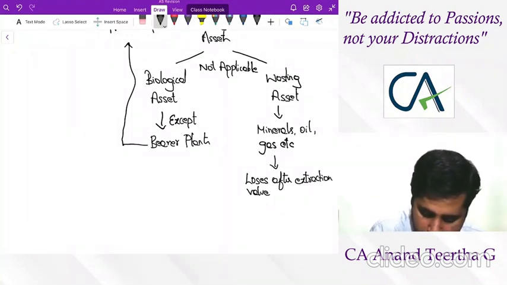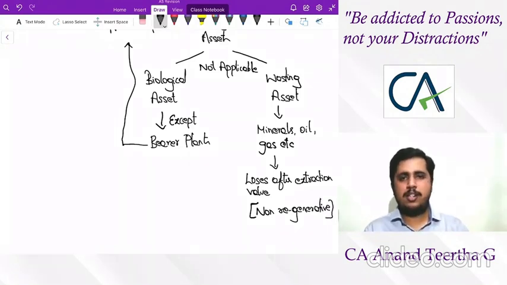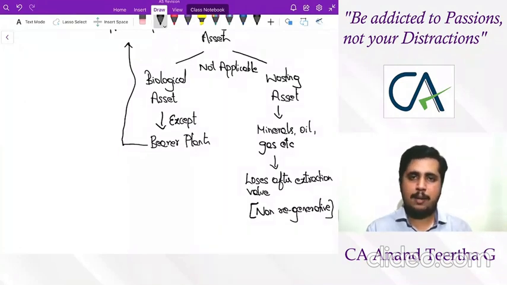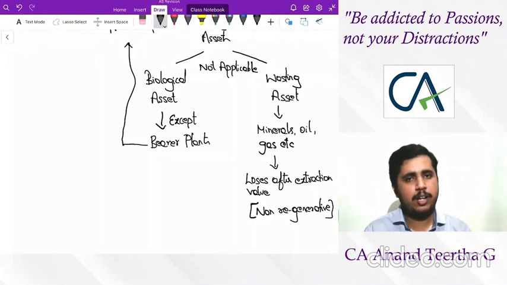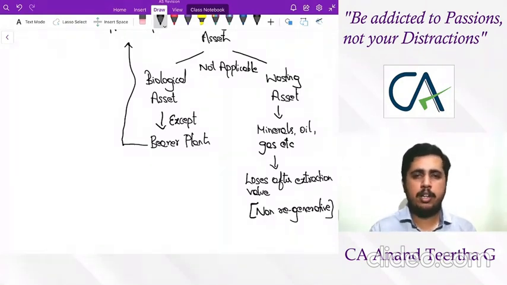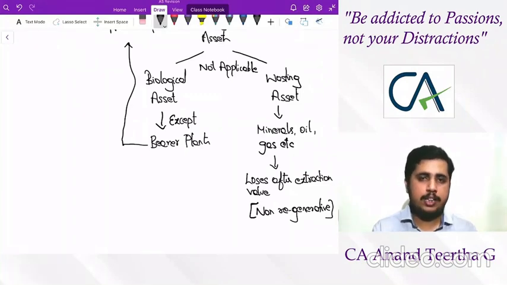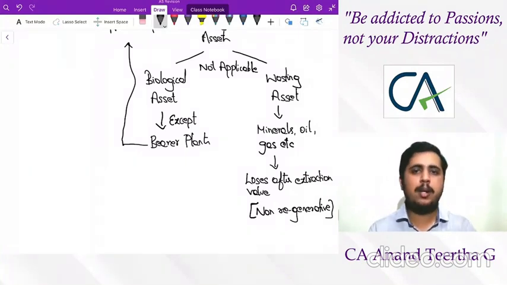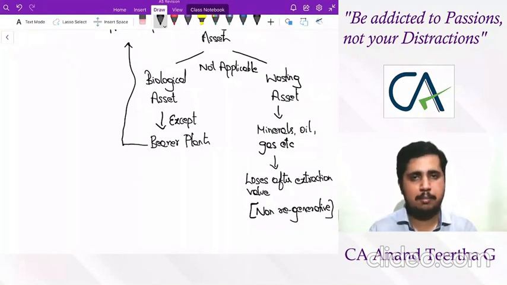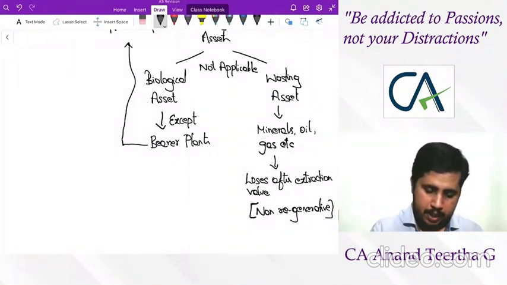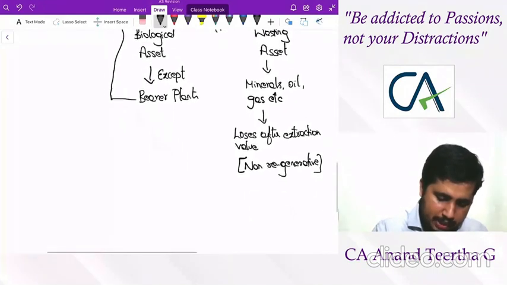We call this non-regenerative. Once you extract minerals from the field, that particular land loses its value to a large extent. So these things will be called wasting assets. Applicability wise, not applicable to biological, not applicable to wasting. In biological, the exception is bearer plant, for which PPE, AS10, is applicable. Now we will see those particular definitions.